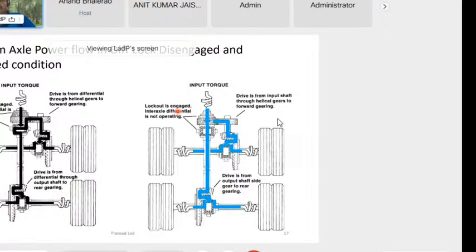Sometimes there is a situation where one of the truck axles gets into mud, and in that case slip starts. So in that case, we need an inter-axle differential lock. If we apply the differential lock, the differential action gets stopped, and whatever input torque is coming goes directly to the rear axle. And since this helical gear is engaged with this gear, it is also received by this axle, and it gets transmitted to the rear and front axle at the same time. This is how slippage is prevented in tandem axles.